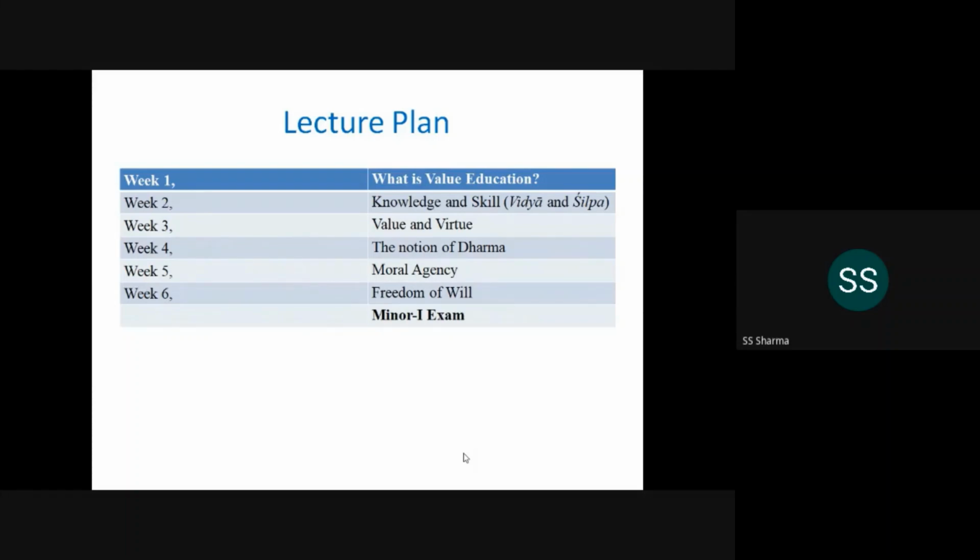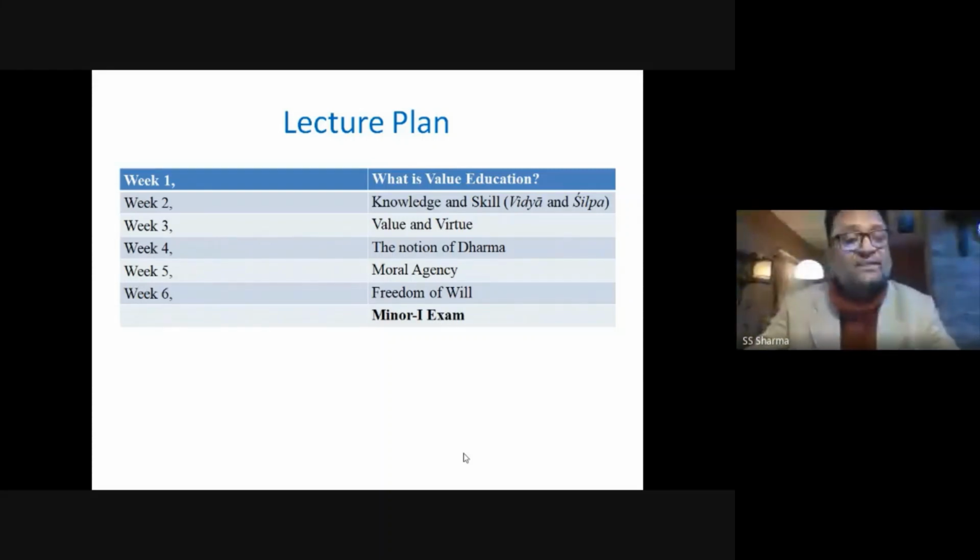So it is important that we understand that there is a need for some kind of value education. What are those things, and what is understood as value education, is something we will be discussing all through the course, but we'll start with that.